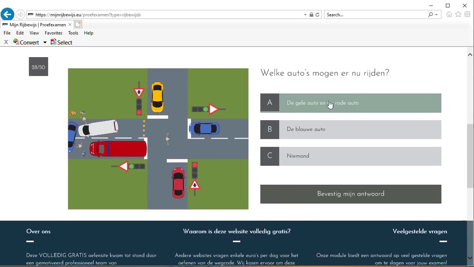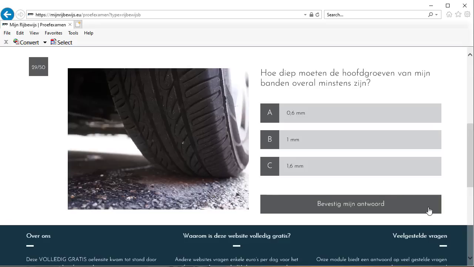How deep must the main treads of my tires, the Hoofdgroeven, be? 0.6 millimeter, 1 millimeter, 1.6 millimeter. The answer is 1.6 millimeter. That's what the tread depth should be.